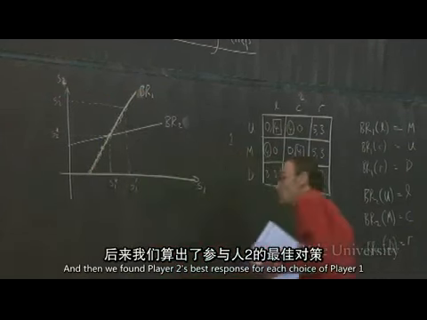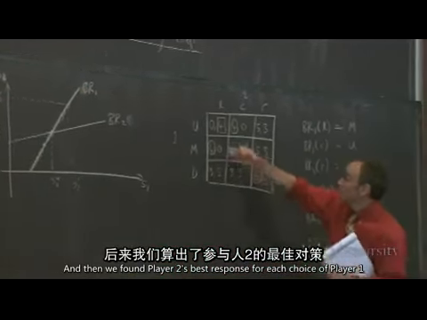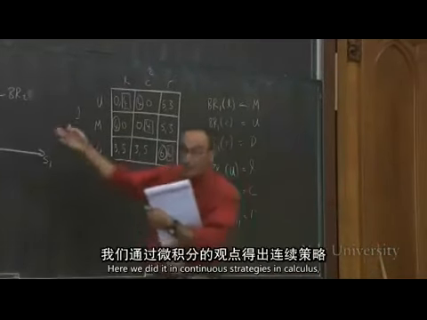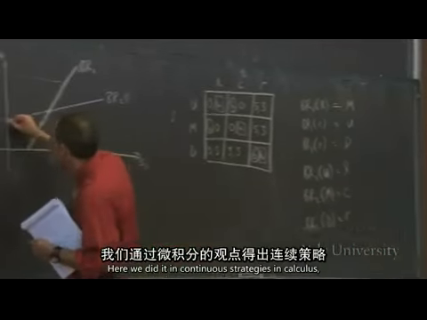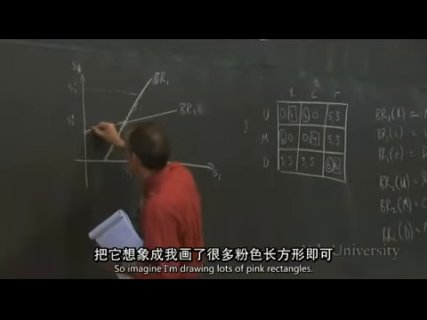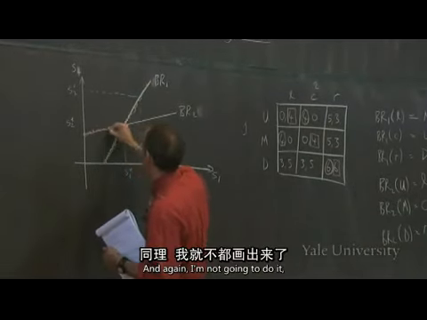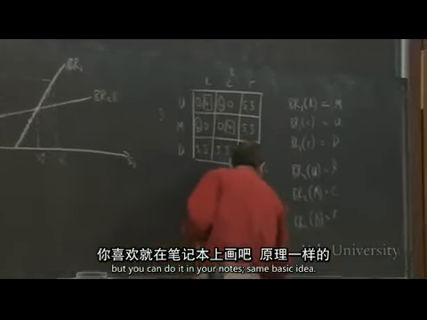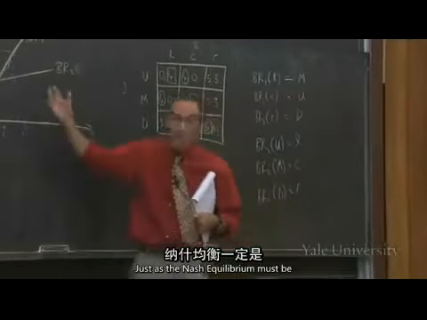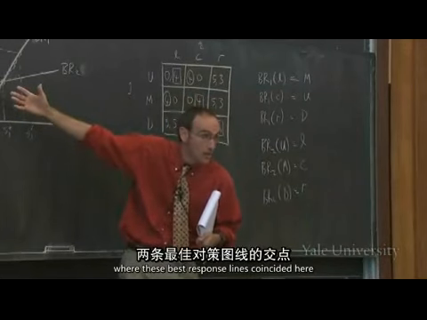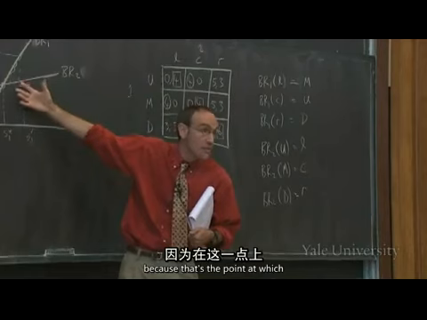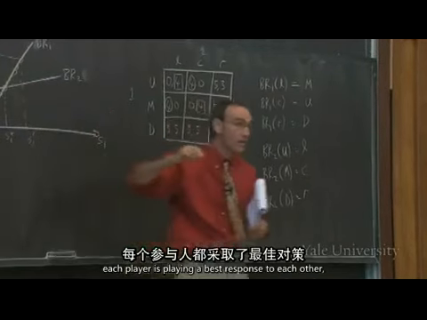And then we found player 2's best response for each choice of player 1, and we used pink rectangles, and that's the same idea as we did over here. Here we did it in a continuum strategy using calculus, but it's the same idea. So imagine I'm drawing lots of pink rectangles, and again, I'm not going to do it, but you can do it in your notes, okay? All right, same basic idea. And just as the Nash equilibrium must be where these best response lines coincided here, because that's the point at which each player is playing a best response to each other, all right?